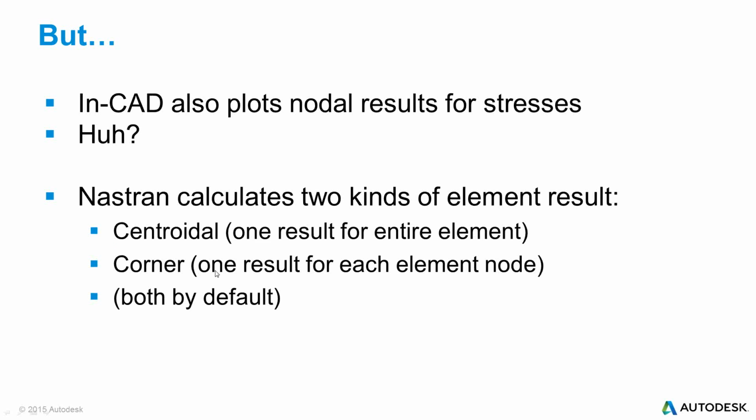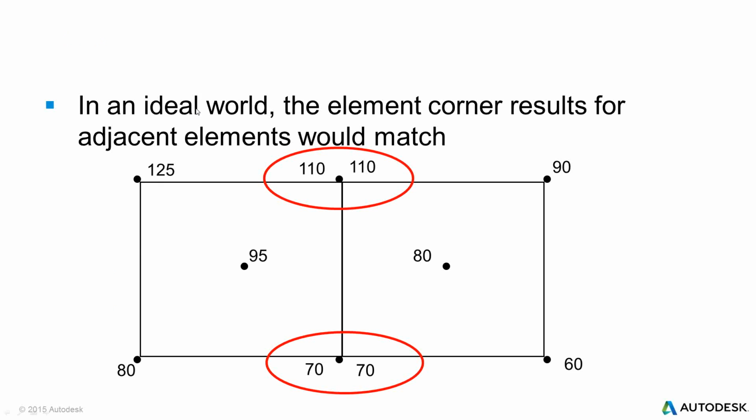When you get corner results, you have one result for each node attached to the element. So a quad element will have 4 corner stresses or corner forces. A 10-node element will have 10 of them. In an ideal world, I have 2 elements that are next to each other. The centroidal stresses I wouldn't necessarily expect to be the same, but the element corner stresses, in theory, should be the same. If this element says it's 110 at this corner, this element should also say it's 110 at that corner.